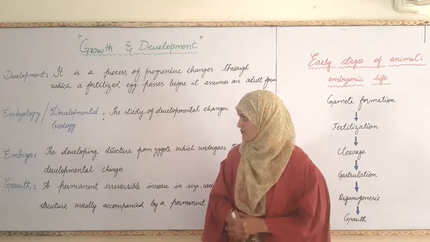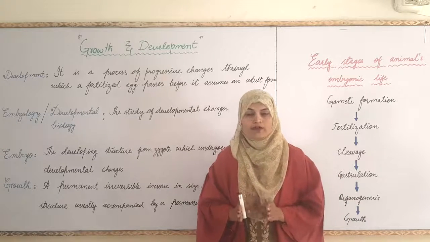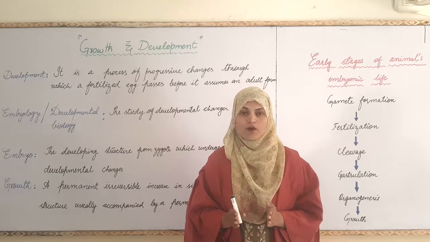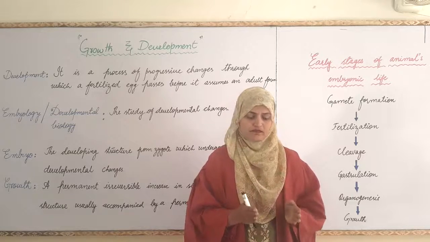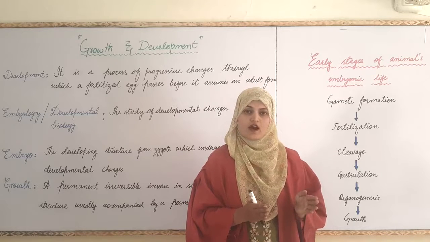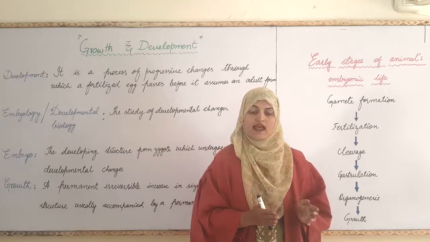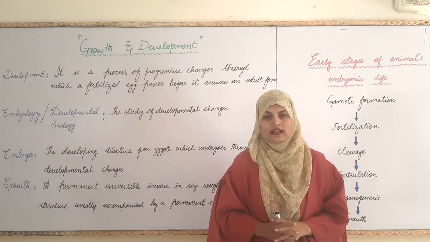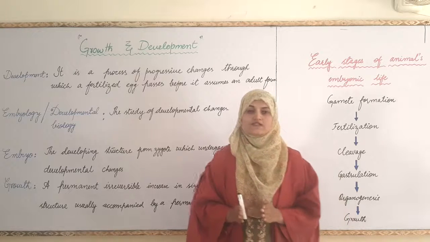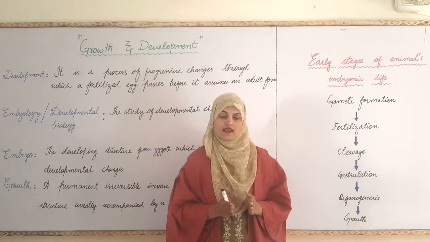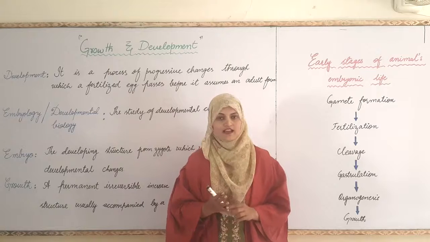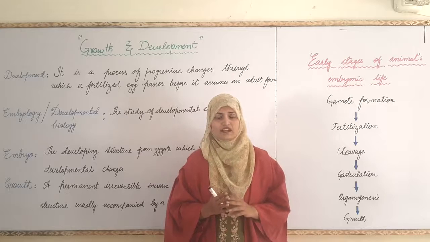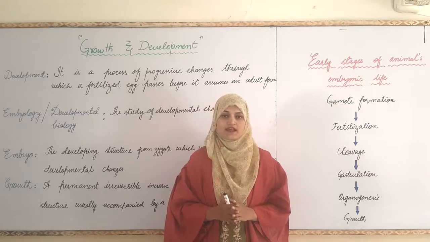What is an embryo? An embryo is a developing structure that is formed by the mitotic division of the zygote. Later on, further changes occur in an embryo, that is an increase in size, structure, weight and shape, which is termed as growth.